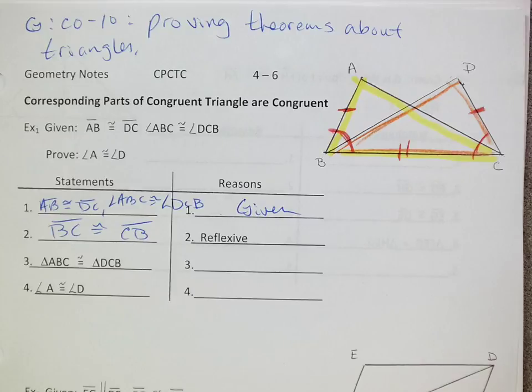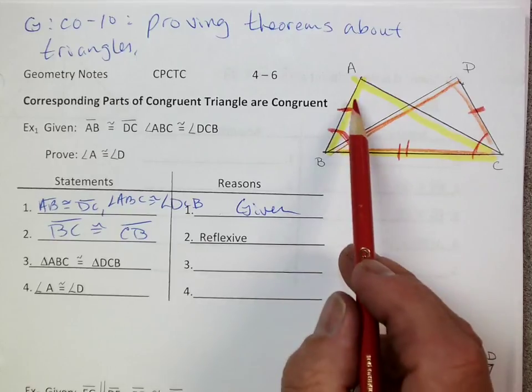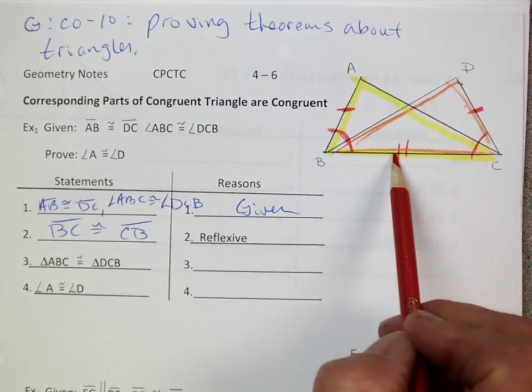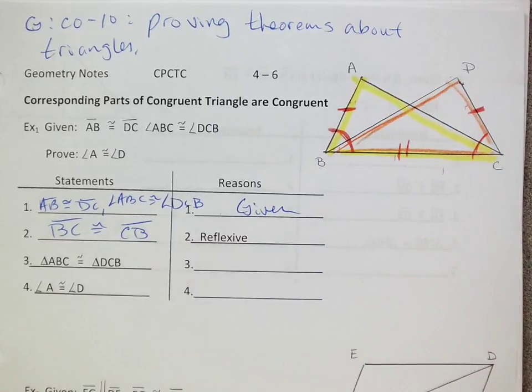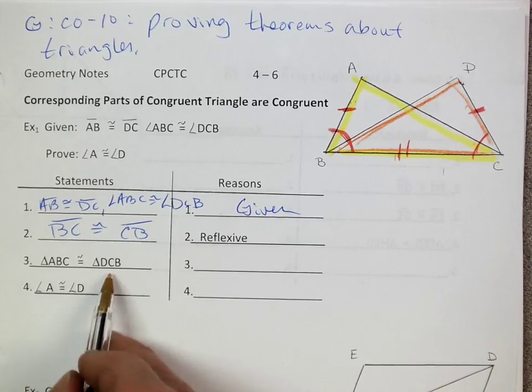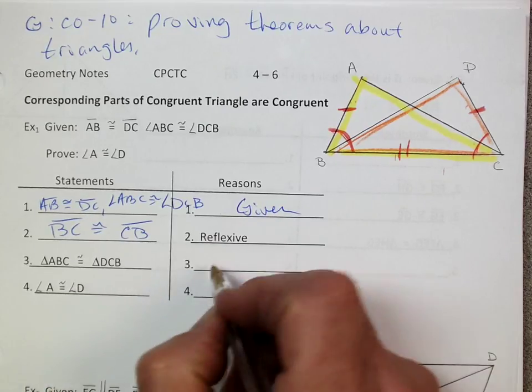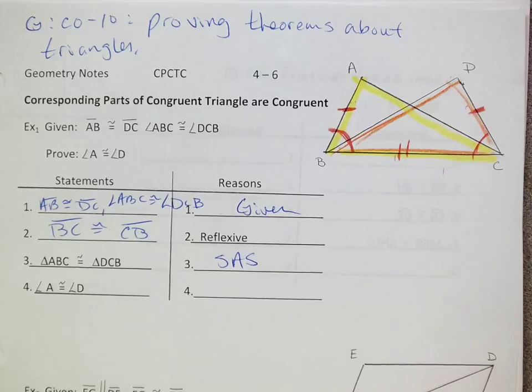Okay. So I have three things. Remember, we've got to have sides going to sides or angles. So I have the three things, so I can say the triangles are congruent. So let's see what I got. I've got a side angle side to a side angle side. So I'm going to say that triangle ABC is congruent to triangle DCB by side angle side.